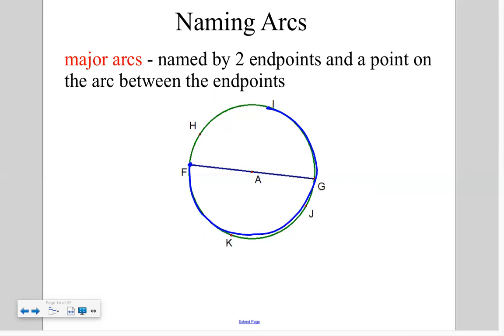If I want to talk about major arc FI, I have to take one point that's in between the two. So I can either use K, J, or G and write it in between. I'm going to use J. So in order to name a major arc, you have to use 3 points. That way, you know what direction the arc is going, by talking about a point that's in between.